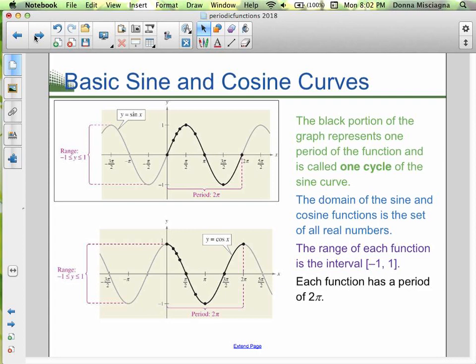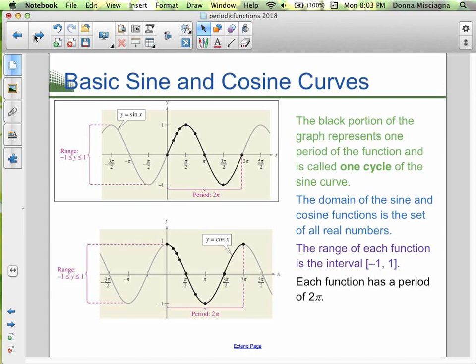Notice that once it repeats itself again, it starts at 0, goes up to 1, comes back to 0, then goes down to negative 1. Once it comes back to 0 again, that's the end of the period. So notice that its period is 2 pi. It takes 2 pi to repeat itself. It takes 2 pi for cosine to repeat itself.